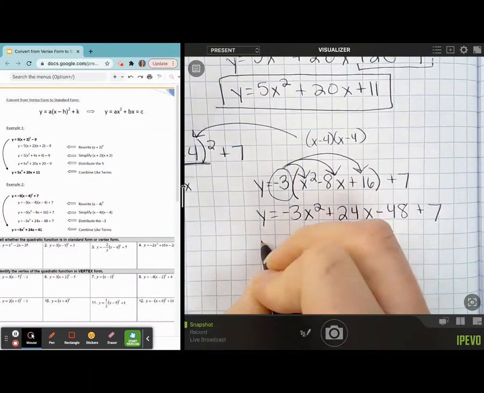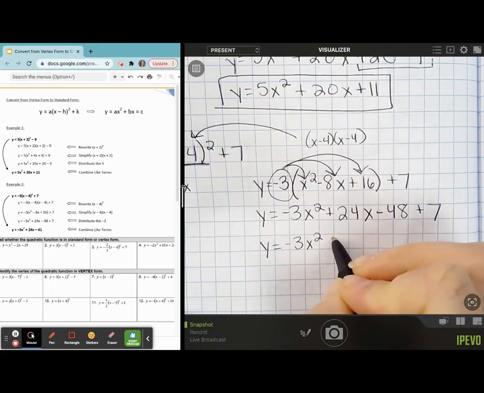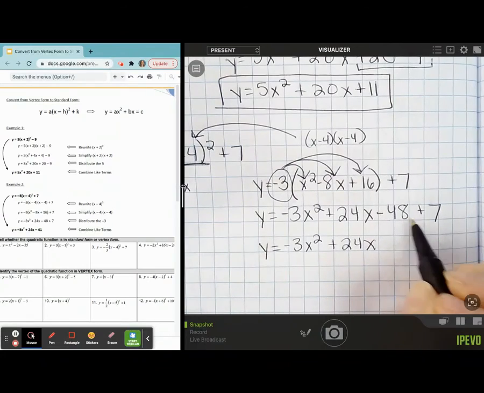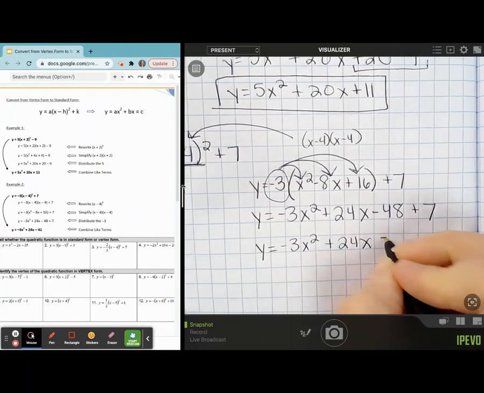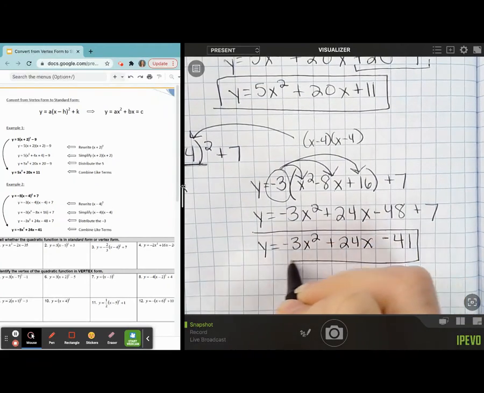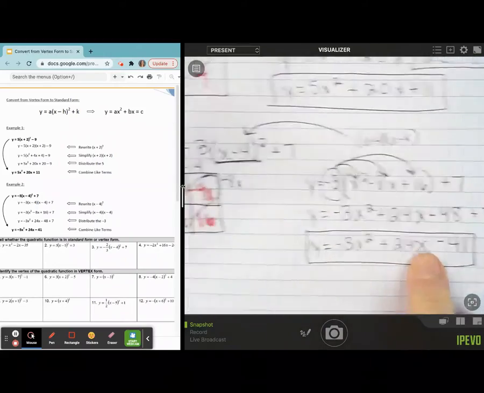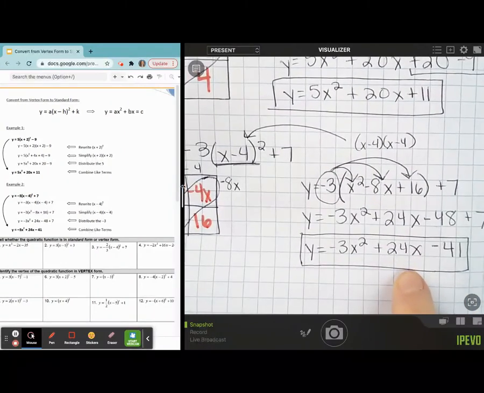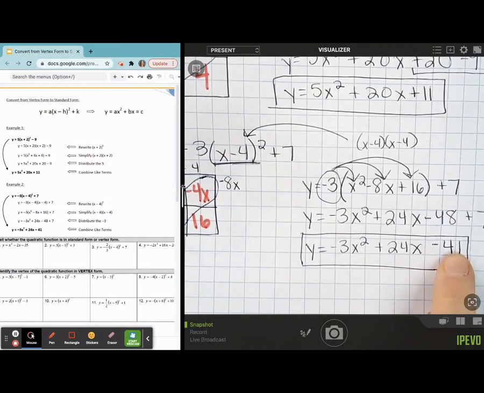So then we look and see if we can simplify anything. The -3x squared stays the same. 24x stays the same. Then we have negative 48 and a positive 7. So we have to combine those, and we get negative 41. So that is our simplest form. So this is the same as this. Just this is our vertex form, and this is our standard form. Because it has ax squared plus bx plus c.